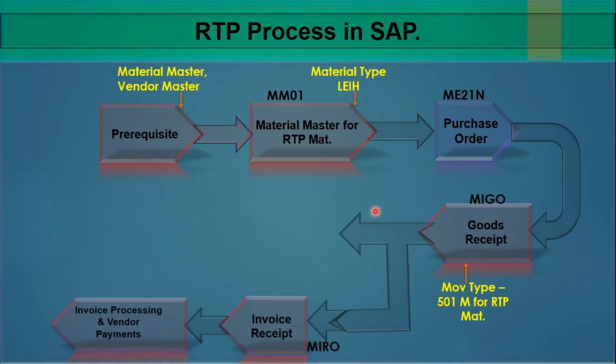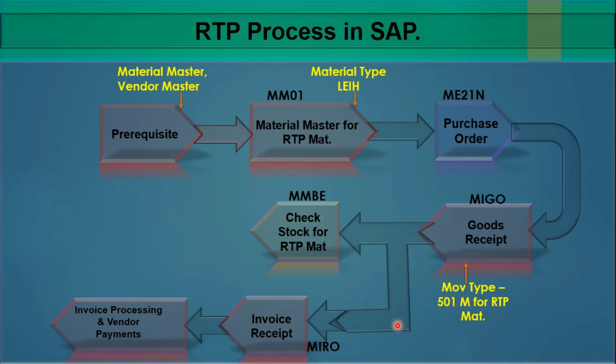Then next is, as usual in the P2P cycle, we do invoice and payment processing, but at the same time for RTP there is again a bit different process. We will see that. After that we will check stock in order to return RTP. It's again two different paths. One is for RTP materials, what to do and when to return that to the vendor, and one is regarding invoice processing and payment processing.